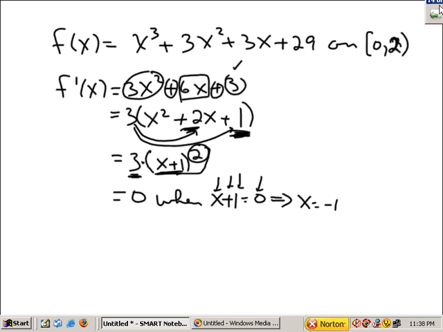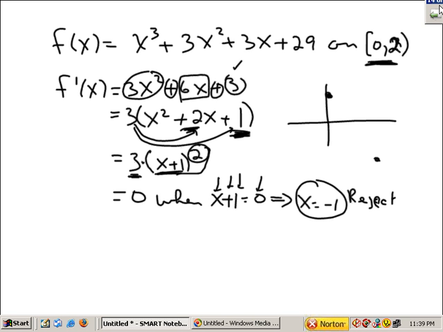Okay. So I found all the x values and made the first derivative equal to 0. But I am going to reject this one because it's not between 0 and 2. For example, possibly the highest value here. At 0, we're way up here, and at 2, we're way down here.